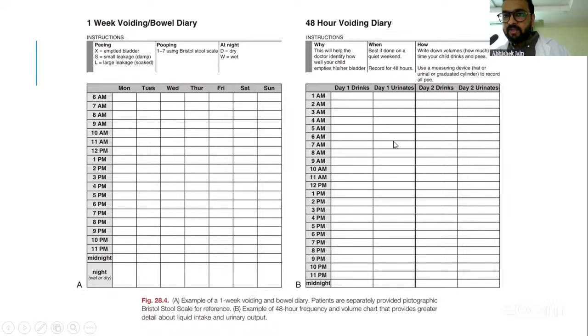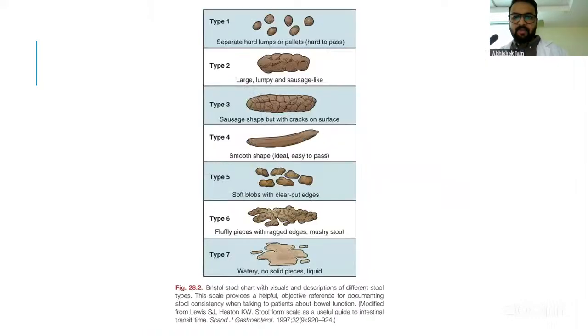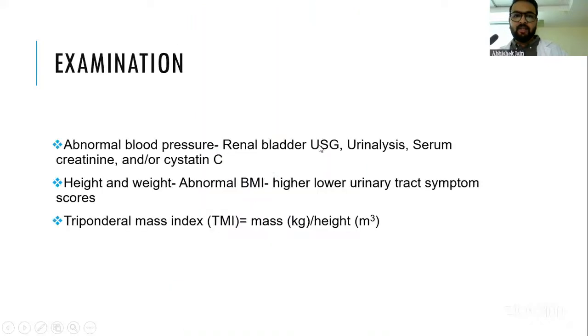Then we can go for a 48-hour voiding diary. This will help the doctor to identify how well the child empties his or her bladder, and it is best done on a quiet weekend. This is the Bristol stool chart. There are 7 types. Type 4 is the ideal: smooth shape and easy to pass.